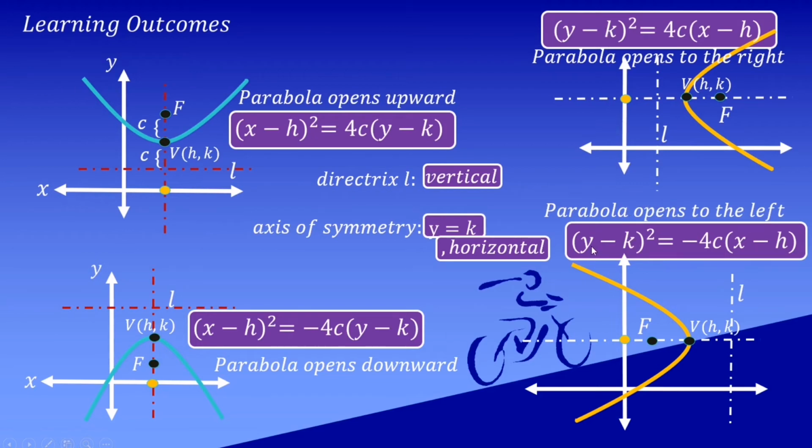Ang kanyang term here, ang gamit natin y squared part. Ibig sabihin nito, the parabola opens to the right or to the left. So we have positive 4c, ibig sabihin the parabola opens to the right, and negative 4c, the parabola opens to the left.